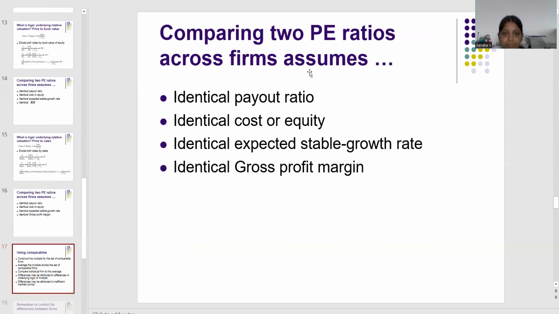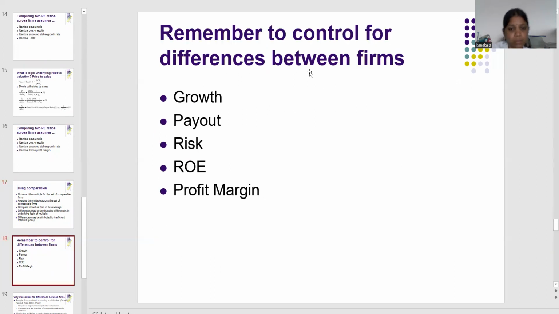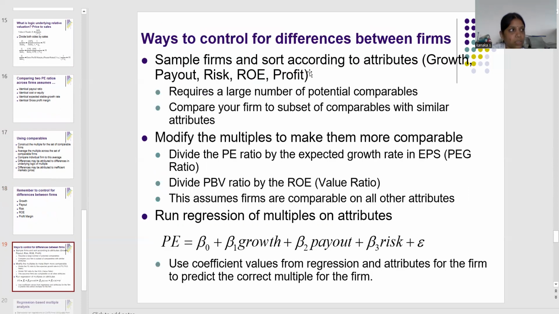Using comparables: construct the multiple for the set of comparable firms, average the multiple across the set of comparable firms, and compare individual firms to this average. The difference may be attributed to differences in the underlying logic of the multiples. The difference may also be attributed to inefficient markets. So remember to control for differences between firms: growth, payout, risk, ROE, and profit margin.